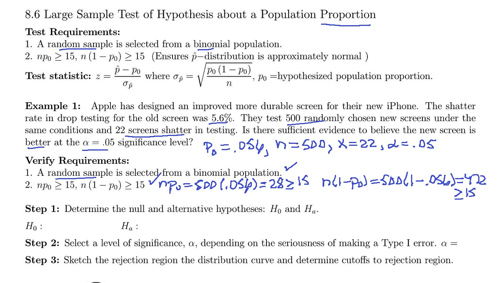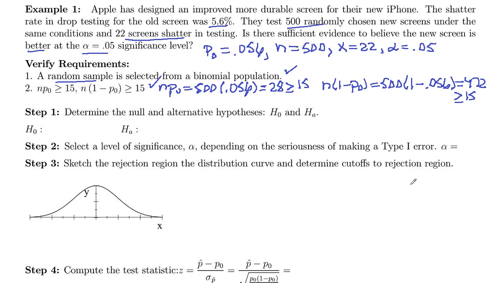So now we're set for our null and alternative. The alternative, what we're trying to show, is the shatter rate is less. So we're trying to show that the new proportion p is less than 0.056. If that's not the case, we'll assume that p is still equal to 0.056. We'll assume the new screen's at least as good as the old screen. Well, it might be worse, because sometimes they do greater than or equal as your null.